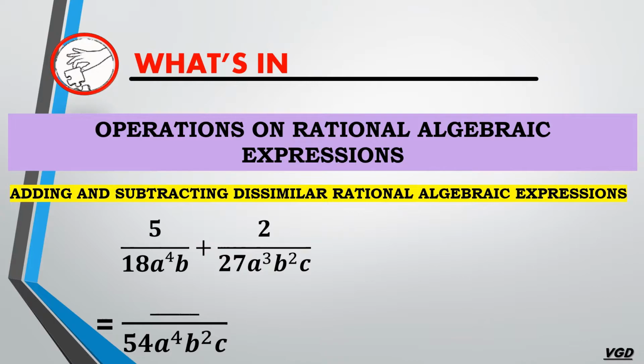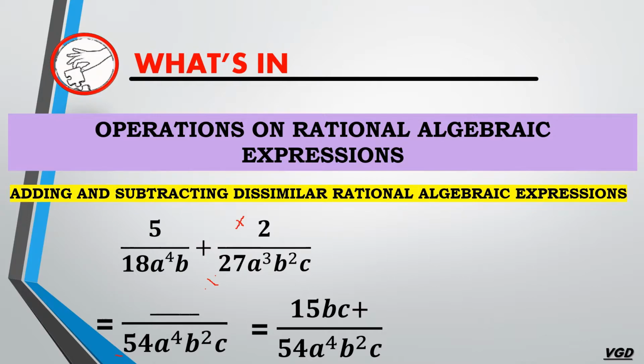Now what we are going to do is divide our LCD by the denominator of our first expression, which is 18a to the power of 4b, and then multiply by our numerator, which is 5. So we have 54a to the power of 4 b squared c divided by 18a to the power of 4b. Applying our quotient rule, we will be able to get 3, and then multiply with our numerator, which is 5, so we will be able to get 15bc.